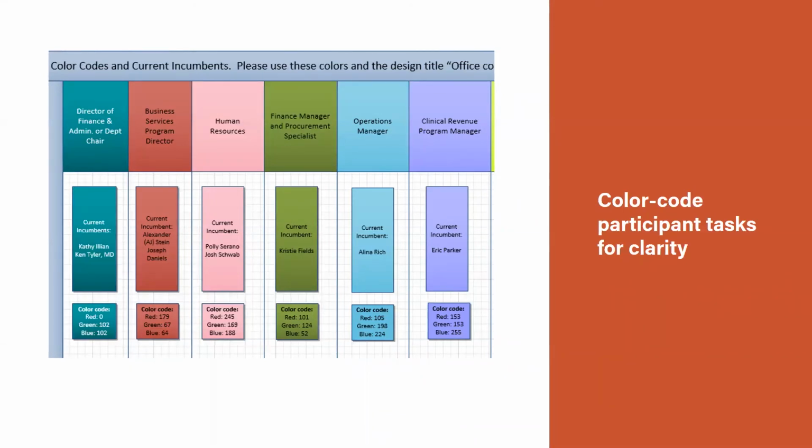So let's say I'm Kathy Ilian, the Director of Finance Administration, and my two second in commands are AJ and Joseph, the Business Services Program Directors. You'll never see my name on a process map. You'll never see AJ and Joseph's names on a process map, because we don't want to have to redo 200 process maps when someone leaves. So we put the role name. On this one, you can see that I'm the DFA, the Director of Finance Administration. My color is teal. The current incumbent is me. We also use this one for my chair, and his name is Ken Tyler.